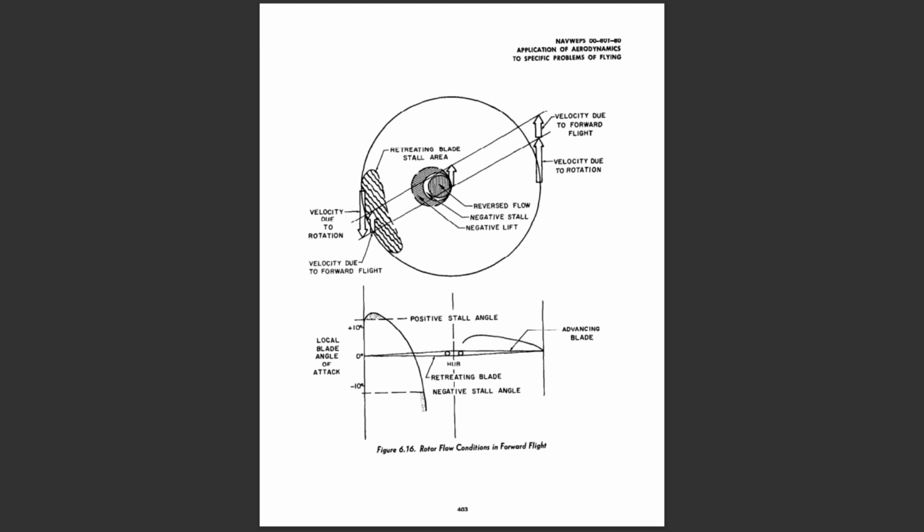Retreating blade stall. Retreating blade stall results whenever the angle of attack of the blade exceeds the stall angle of attack of the blade section. This condition occurs in high-speed flight at the tip of the retreating blade, since, in order to develop the same lift as the advancing blade, the retreating blade must operate at a greater angle of attack.